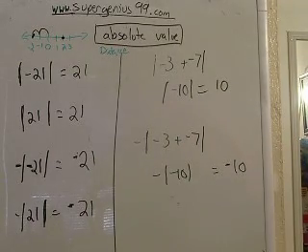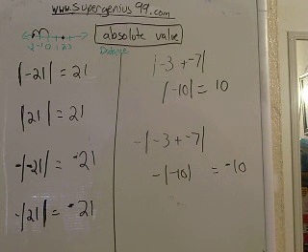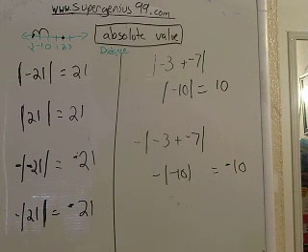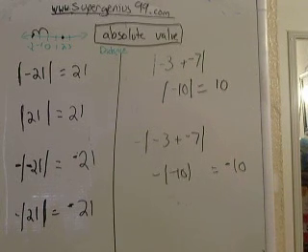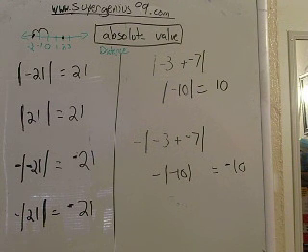So remember absolute value, you're asking yourself, what is the distance a number is from 0? Distance is always positive or 0. You don't say I traveled negative 2 miles to get to the mall. Distance is always positive.